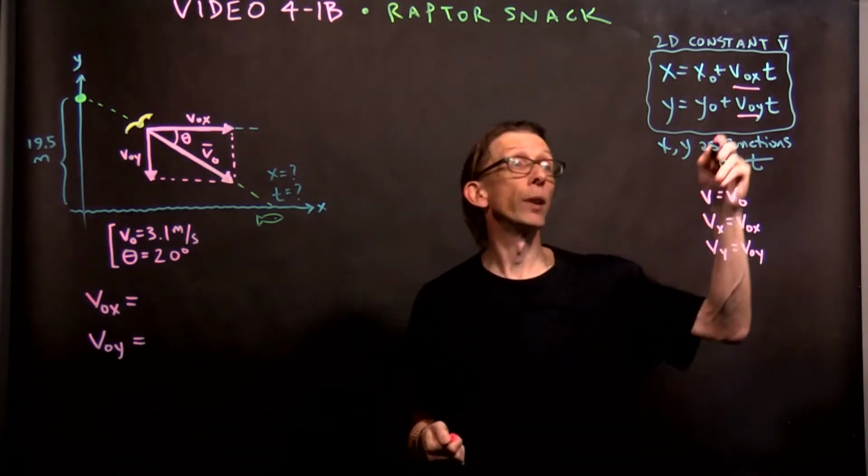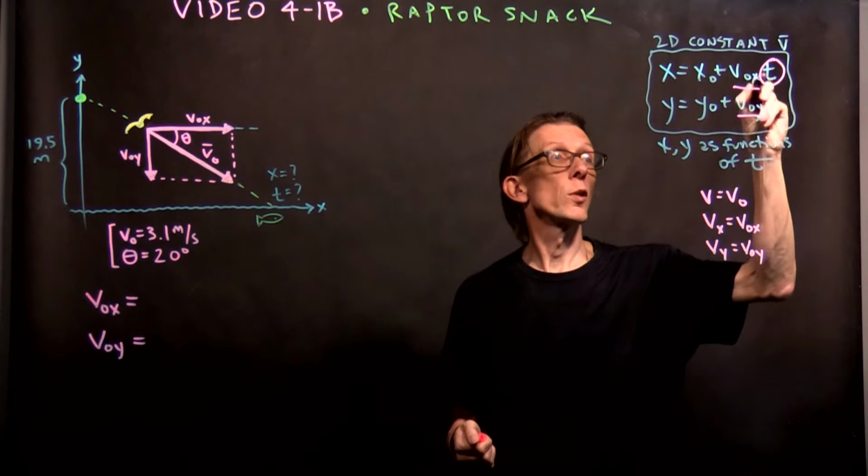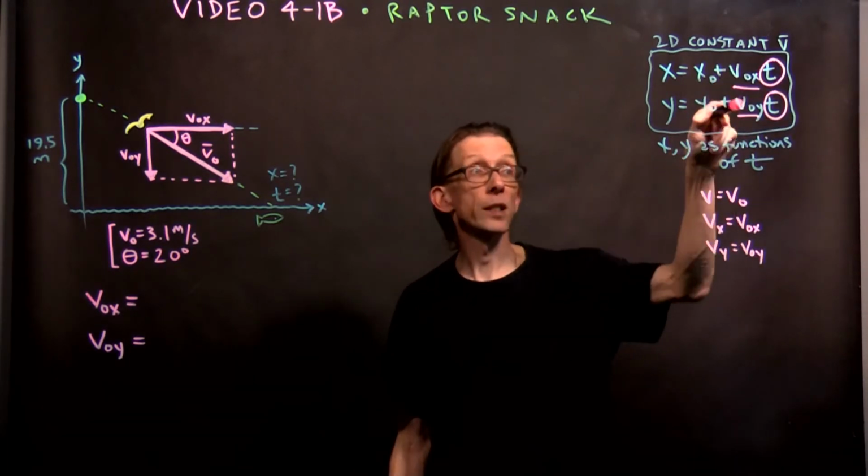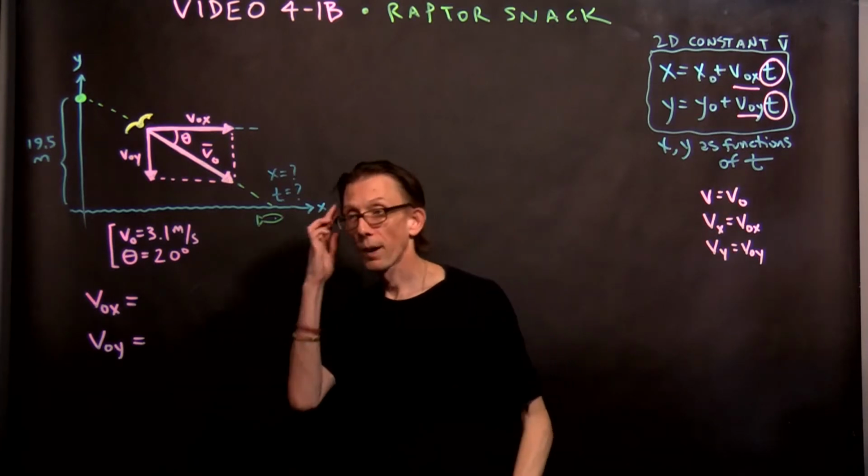We're going to end up again solving one of these two for time. I'll tell you which one in a minute. But to do that, we've got to know v naught x and v naught y. So let's go ahead and find them.